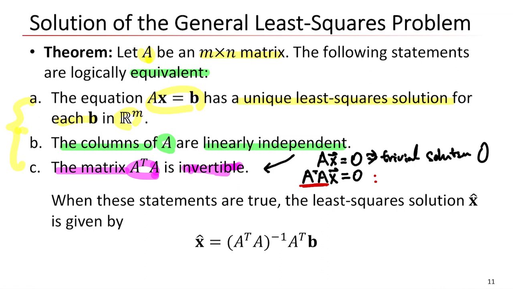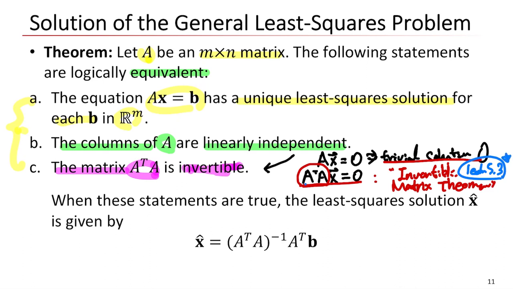invertible matrix theorem. So okay, let's go back. It was section 5, lecture 5.3, that was the invertible matrix theorem. By using the theorem, this equation only has the trivial solution, the 0 vector, right? Then we can say that A transpose A is an invertible matrix, right? Please go back to lecture 5.3. So A transpose A is an invertible matrix, right?